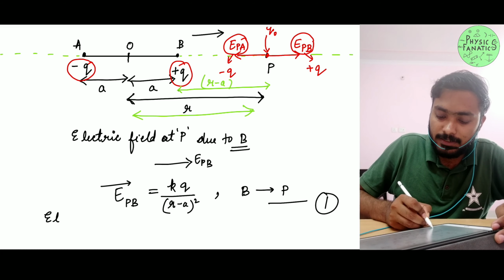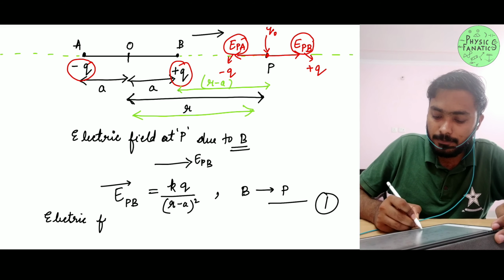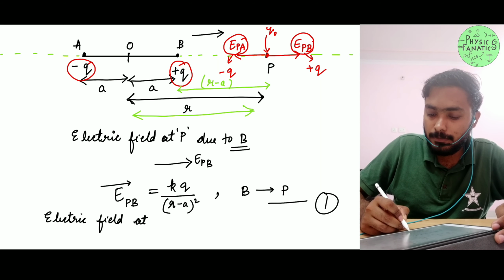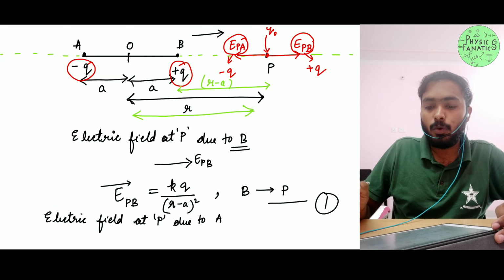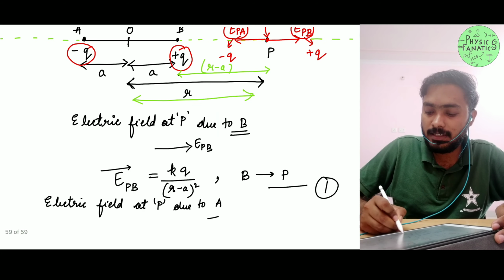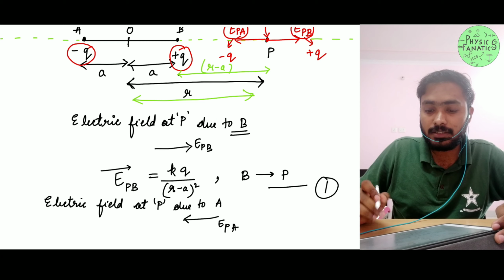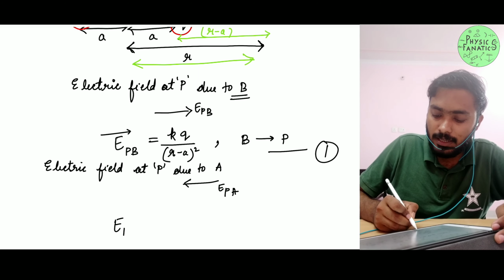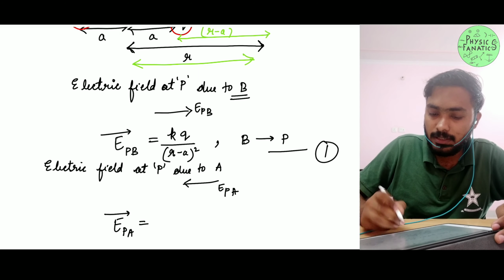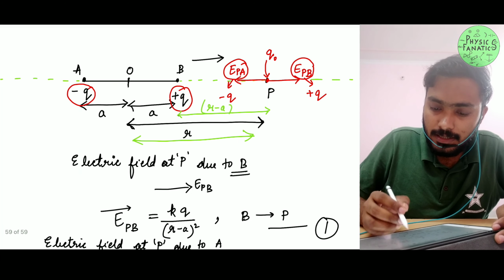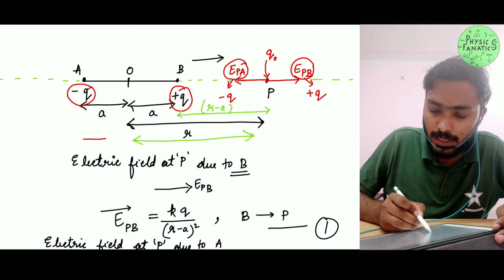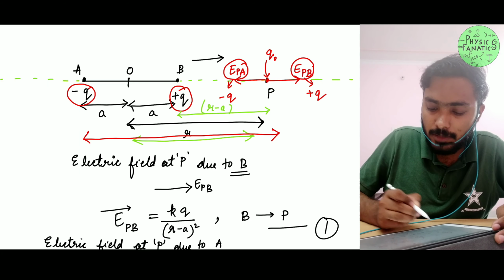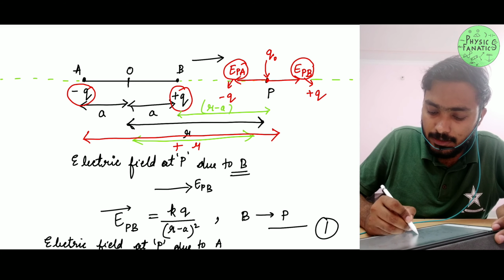Okay, next is the electric field at P due to A. Now you can clearly see this is in this direction, right? The electric field at P due to A is in that direction. Okay, great. So let me write it here. The electric field at P due to A can be given as, you can see the distance between A and P. Can you guess what the distance between A and P is? Can I say it is R plus A?